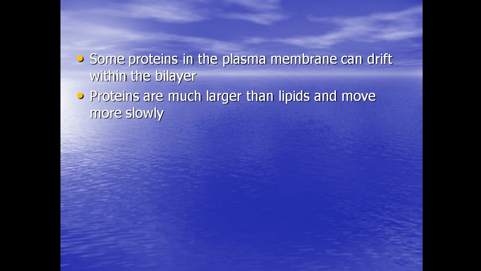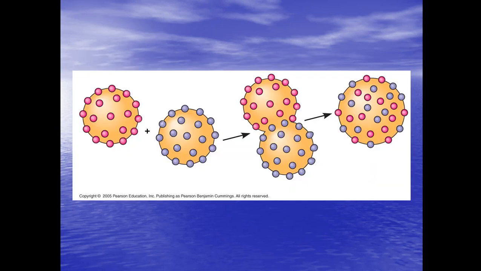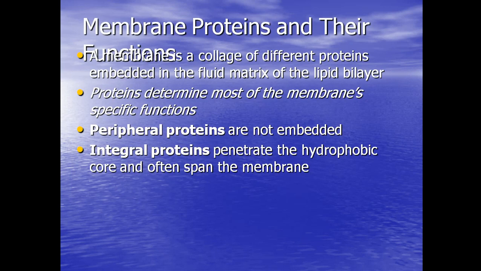Some of these proteins can also drift in the plasma membrane within the bilayer. They can float within the plasma. And proteins are much larger than the lipids, because all of you know proteins are macromolecules. They move very slowly. Whether they move slowly or fast, it is not the thing. What counts is the fluidity. So the change, it changes the architecture.